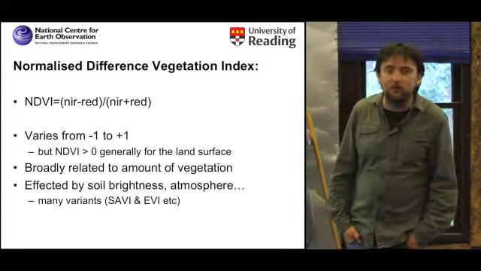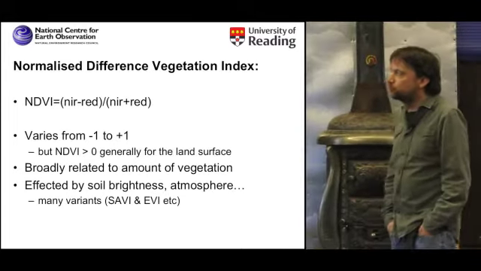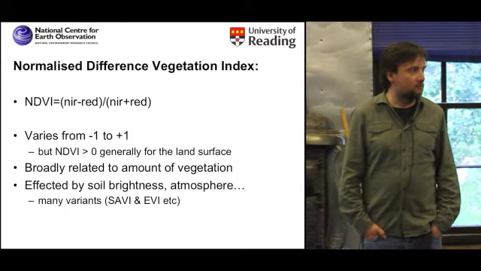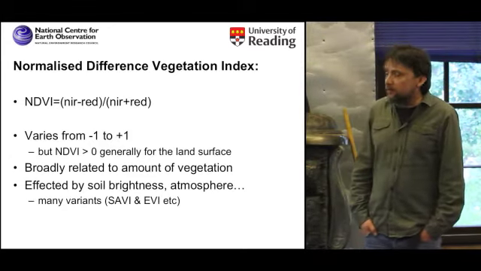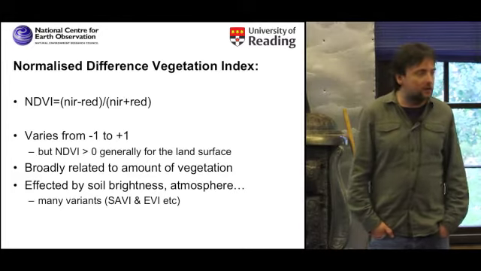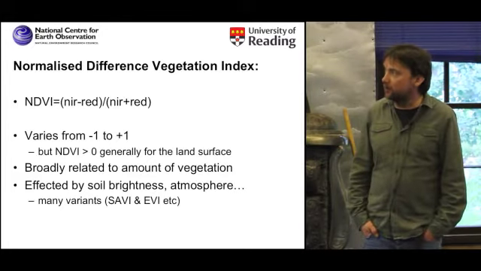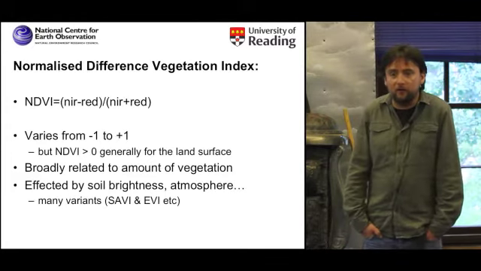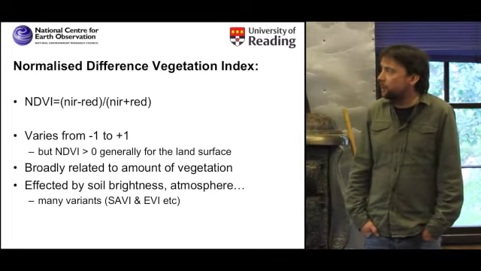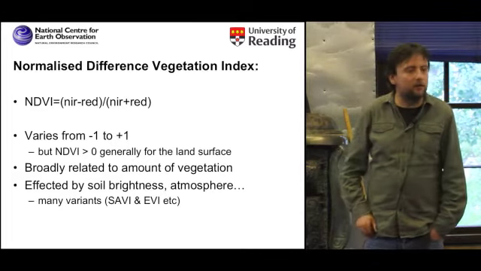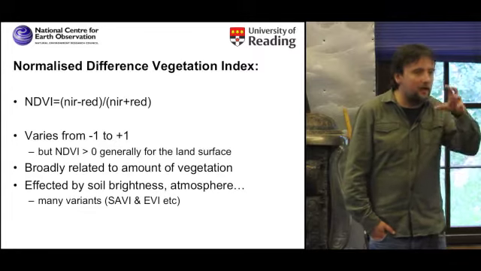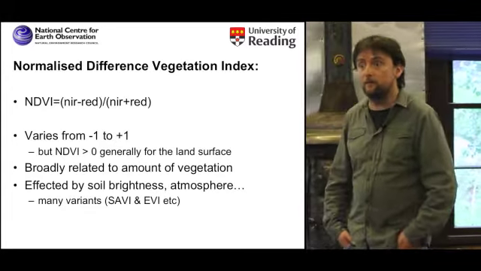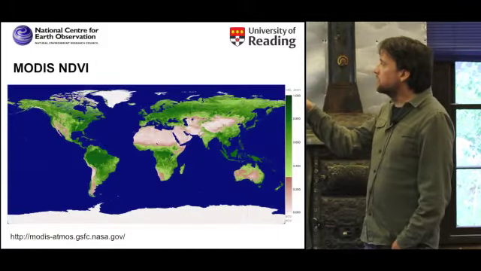This relationship is broadly related to the amount of vegetation present. But it's very difficult to do anything really quantitative with it because it's affected by a whole bunch of things like soil brightness, the atmosphere, and so on and so on. And there's been a whole bunch of variants introduced to counter these things, but really none of them are especially perfect.